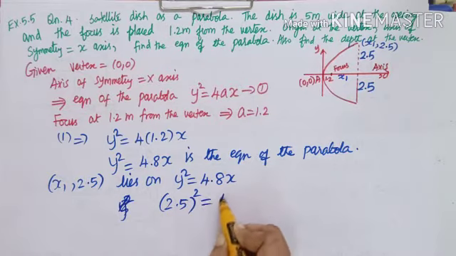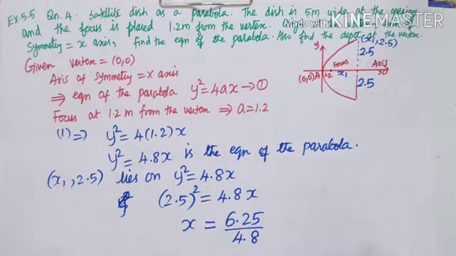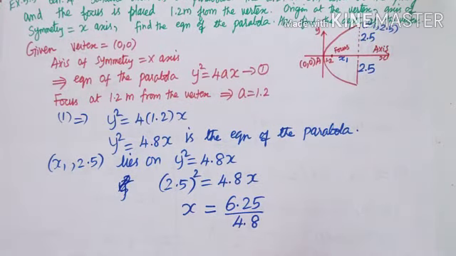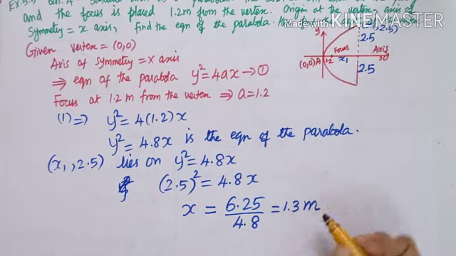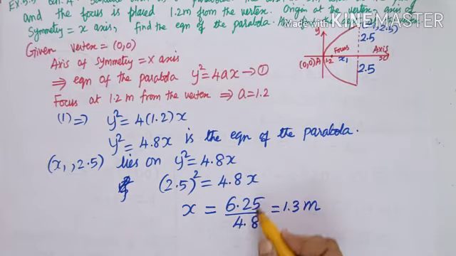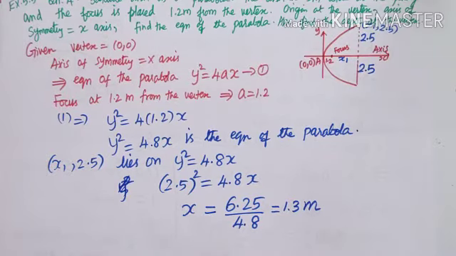So I can put 2.5 the whole square equals 4.8 into x, or x is equal to 2.5 the whole square, which is 6.25, divided by 4.8. Let us divide and write the answer. Equals 1.3 meters. You can divide it by multiplying by 100 or take logarithm and find out the answer. So it's a simple problem where they have given everything.